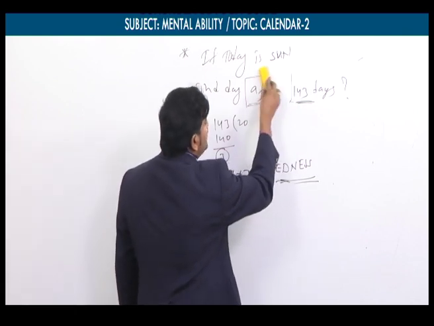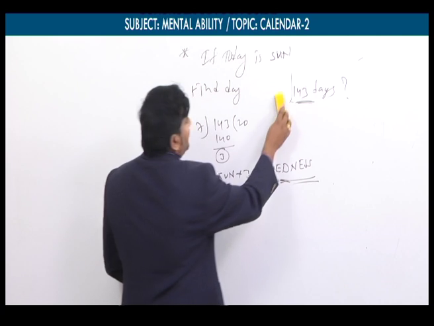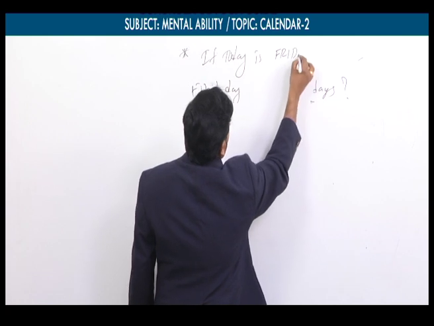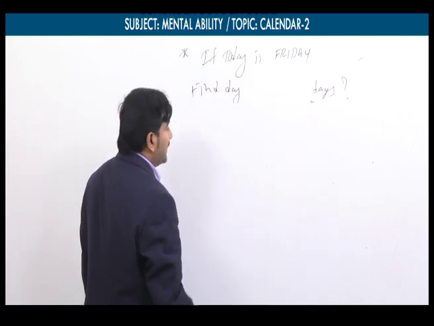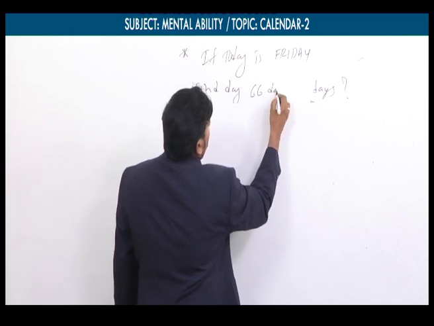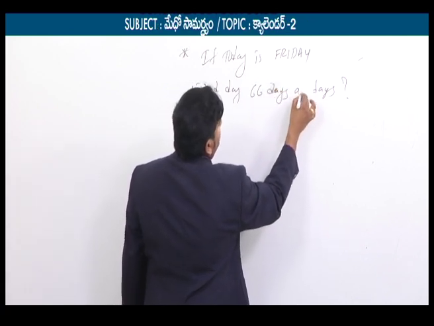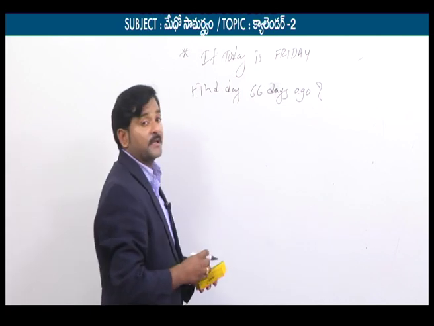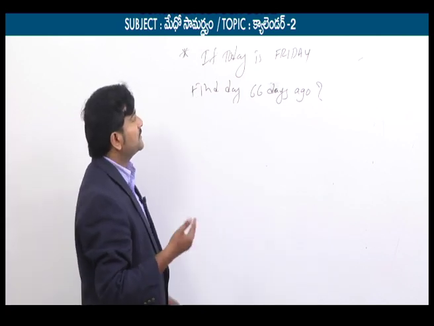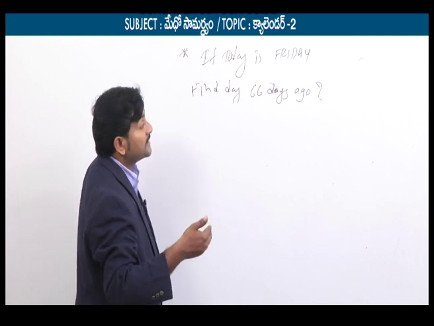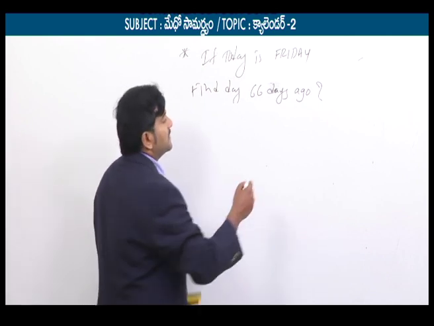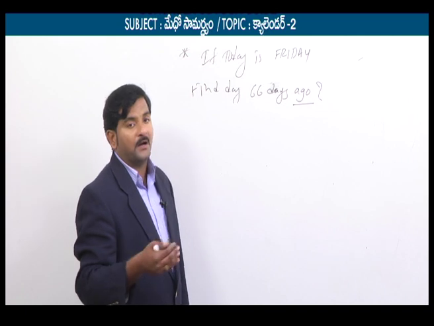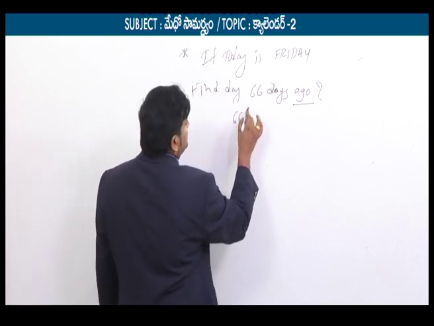For example, instead of after, let's take one more question. If today is Friday, find the day 66 days ago. It's something interesting. Actually it's a previous exercise constable question. So what is the question? If today is Friday, find the day 66 days ago. Whenever he mentions the word ago, one thing is as usual: we have to find the number of odd days. First of all, we will do that. 66 days are there.